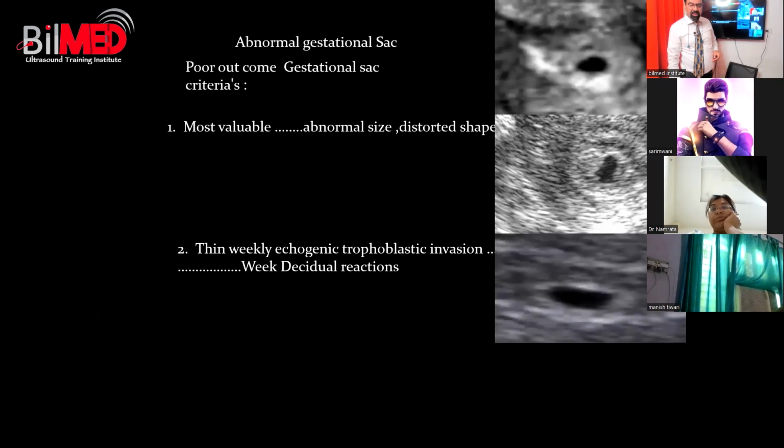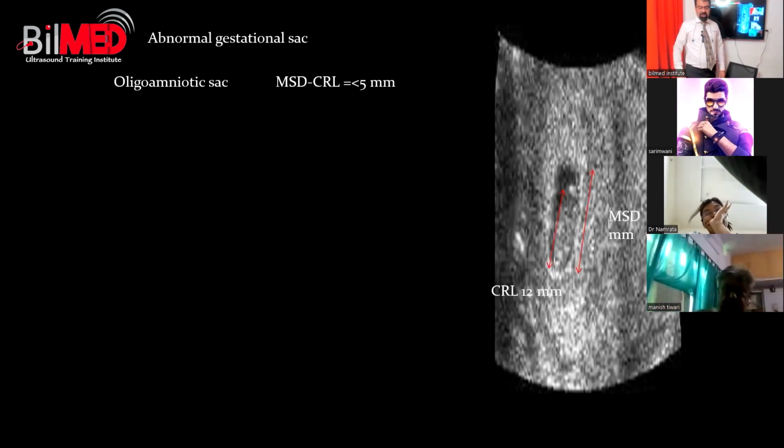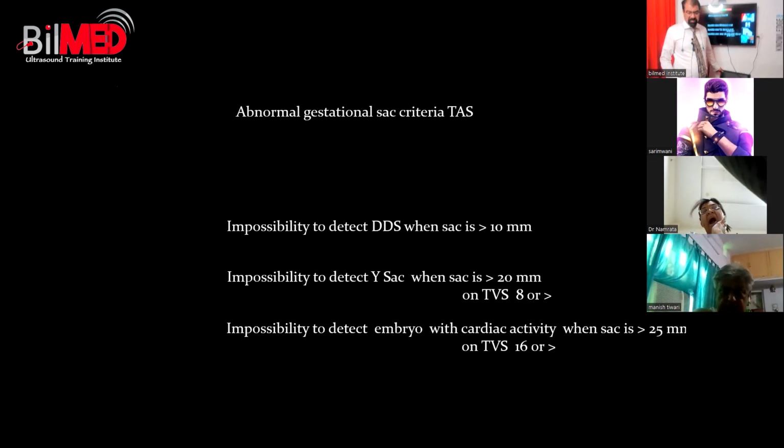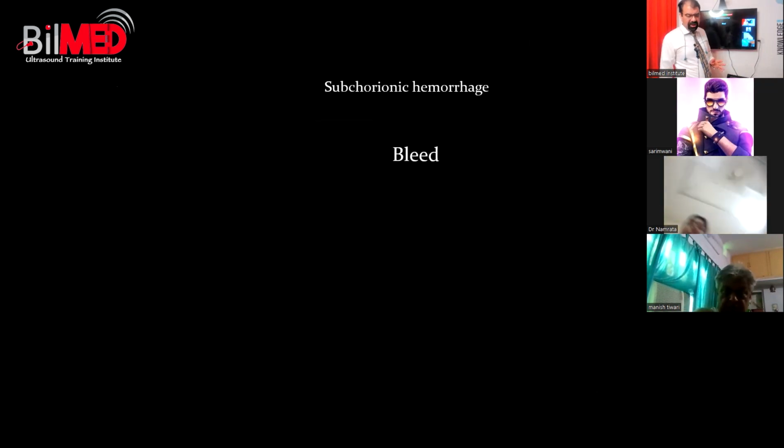Okay, done. So we discussed yesterday the oligoamniotic sacs, and how important this oligoamniotic sac is, and why that is important. So this all is discussed with you. Now today's session. Today's session is subchorionic hemorrhage, a bleed.